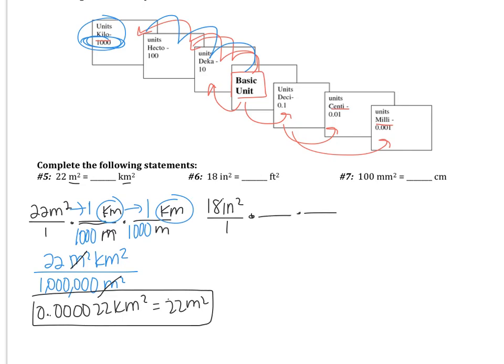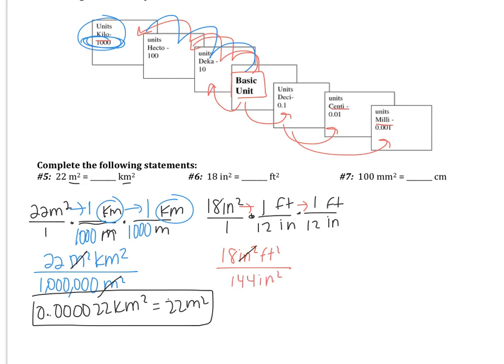Now, feet is what I want, so that goes in the numerator. Inches is what I don't want, so that goes in the denominator. Now, I should know that 1 foot corresponds to 12 inches. I already know that conversion. And now I can multiply across. 18 times 1 times 1 is going to give me 18 inches squared, feet squared. Denominator, I end up with 144 inches squared.